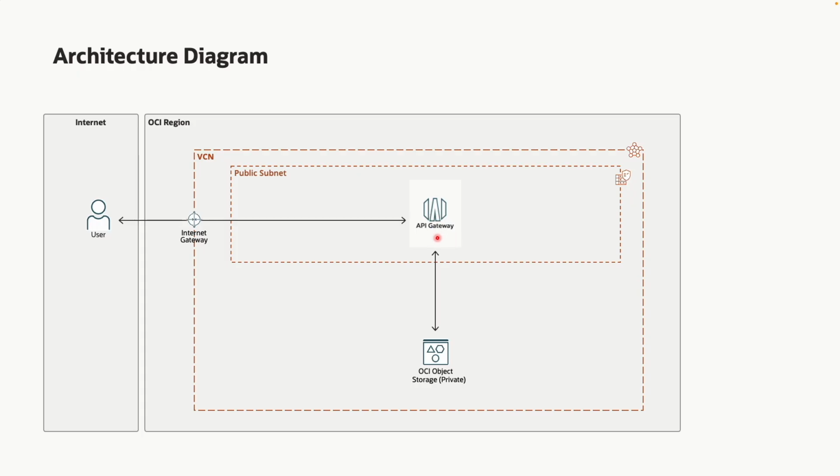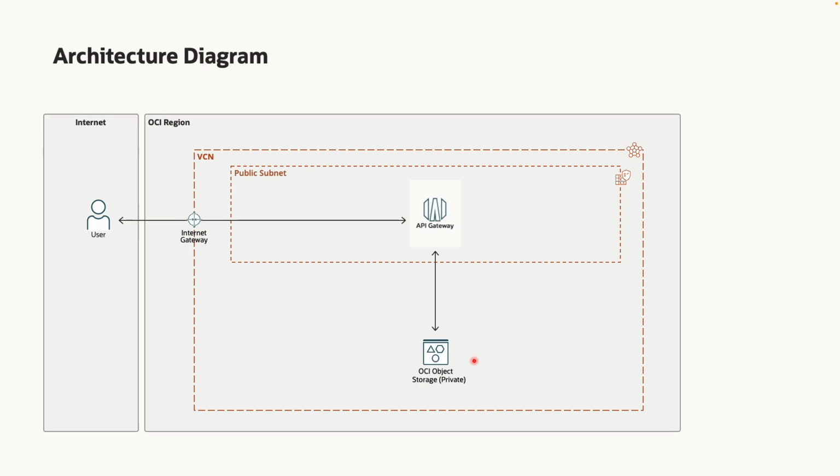So here, as you can see, API gateway is in public subnet and your OCI object storage is a private bucket. So what happens is when a user requests for your domain or your website, it will reach to the API gateway which is deployed on a public subnet. This API gateway has a backend that is pointing to object storage bucket. So this is a high level architectural diagram of how you can host your static website in OCI using object storage bucket and API gateway.